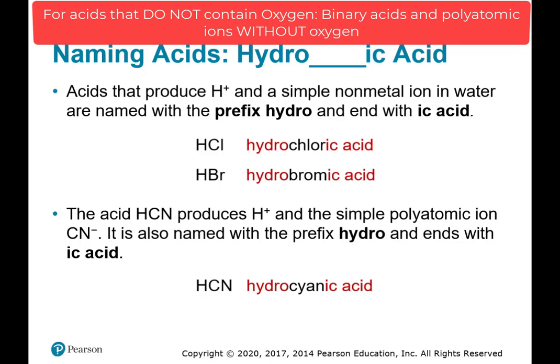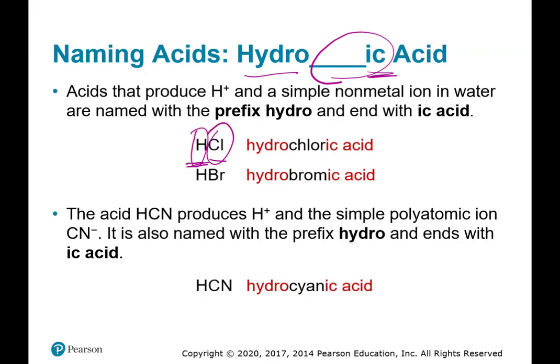To name acids that are binary, binary means 2, and do not contain oxygen in the compound, we say hydro blank, but we end in an ic, acid. For example, HCl, so it's binary. There's 2 elements in this acid. The first one is always H. We call it hydrochloric acid. So chloride becomes chloric.